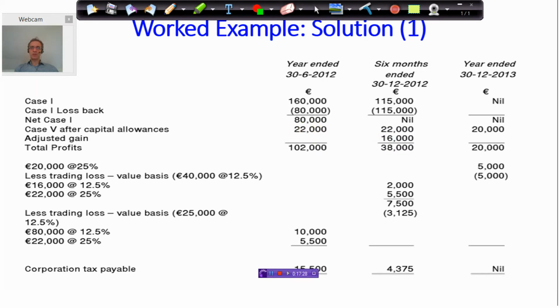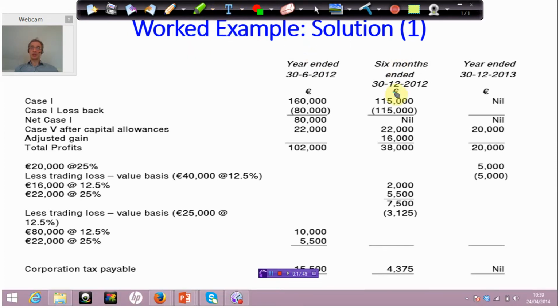Now over and above that, this is our loss-making year here. We had a substantial loss, and we're saying, well, what can we do with that? You remember from our steps that our first option is to go and find trading income of a previous accounting period. So we know that this immediately preceding period is 6 months long. So really we can offset that in total.